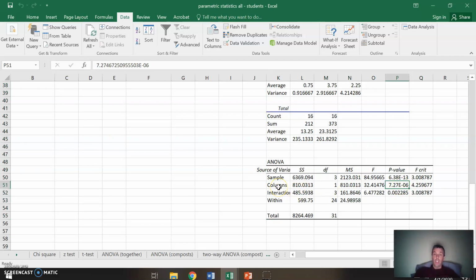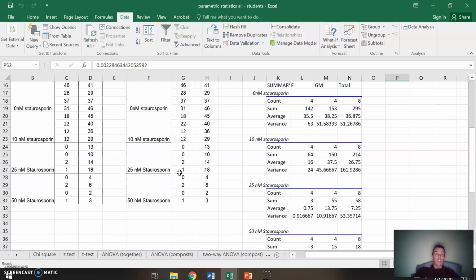So if columns is the E and GM, then sample is the staurosporin dose, and there's certainly a significant difference between the staurosporin doses. The staurosporin makes a difference. So we're rejecting the null hypothesis that there was no difference based on staurosporin. We're rejecting the null hypothesis that there's no difference in the types of colonies. And then the last one is the interaction. We're actually rejecting the null hypothesis that there was no interaction.